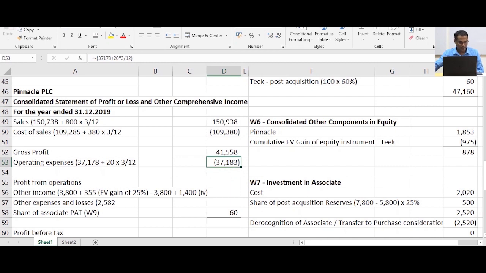37,183. Then profits from the operations are 41,558 minus 37,183. How much is the value? 4,375.